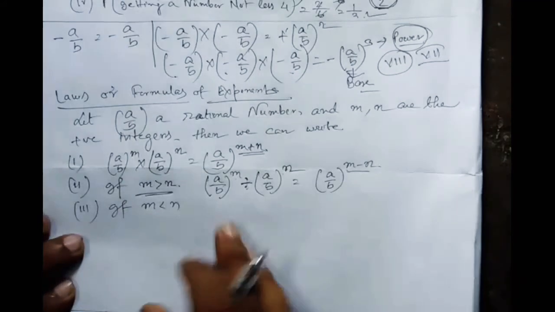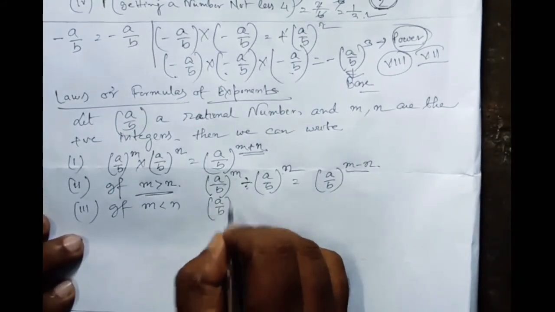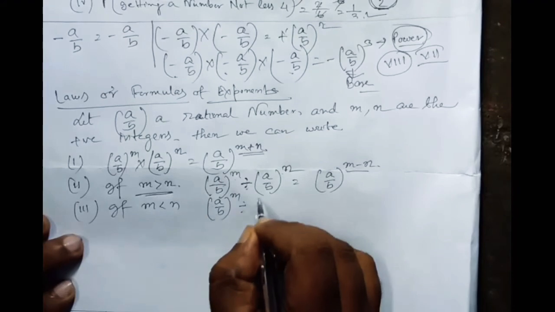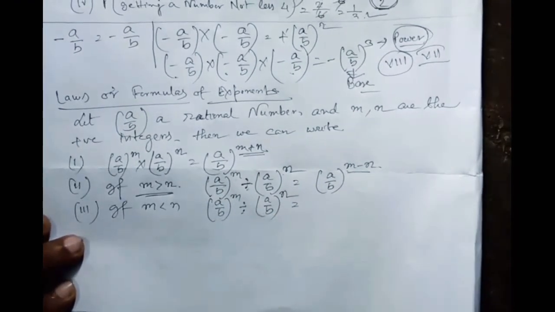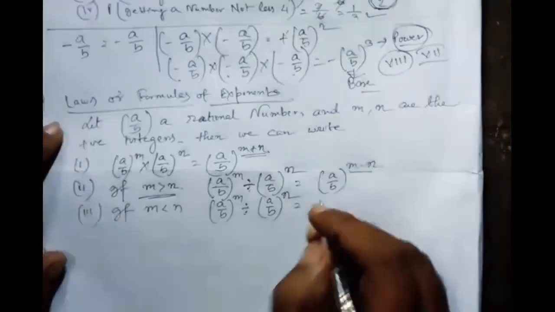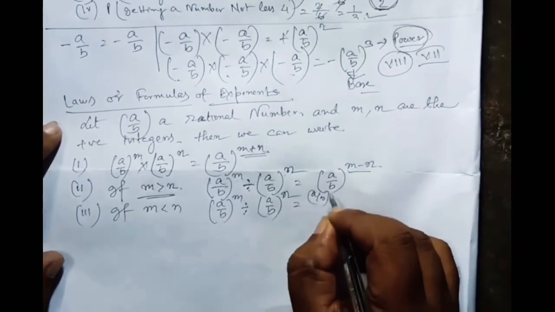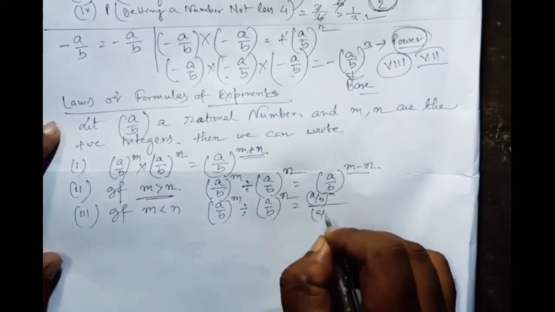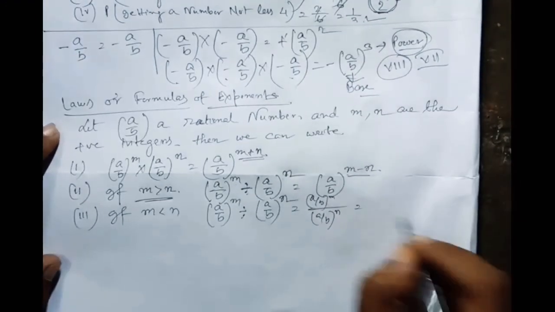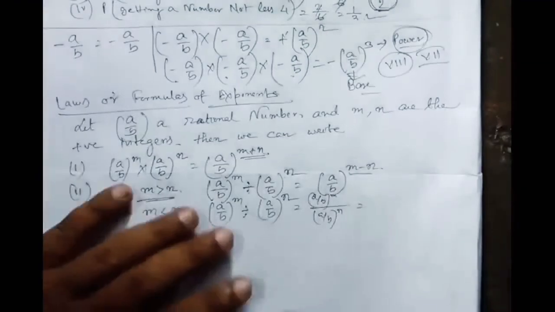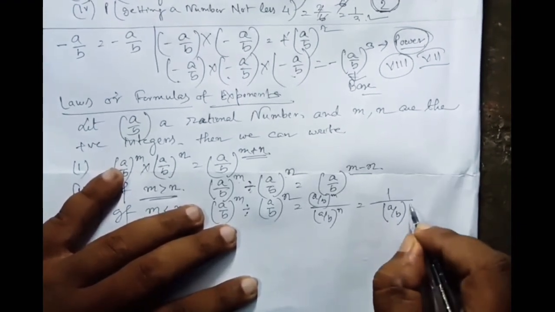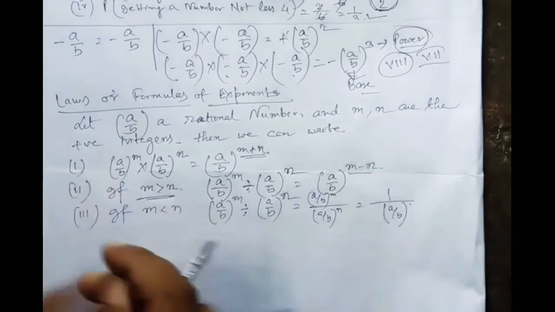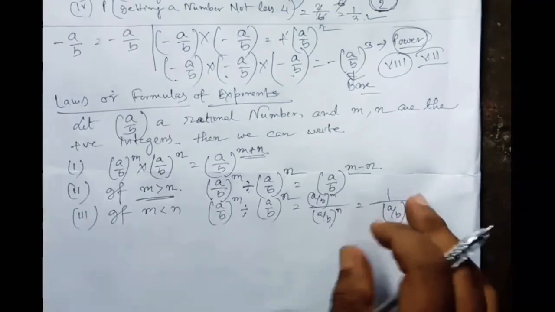Now, if m is greater than n, then it can be written as m minus n. And third case, if m is less than n, then a by b whole to the power m divided by a by b whole to the power n can be written as 1 by a by b whole to the power n minus m.